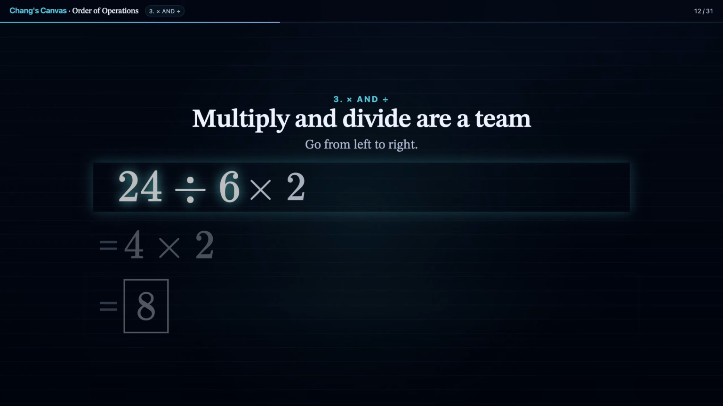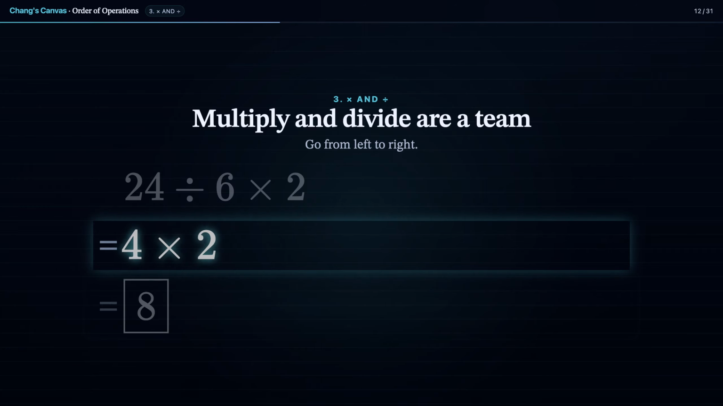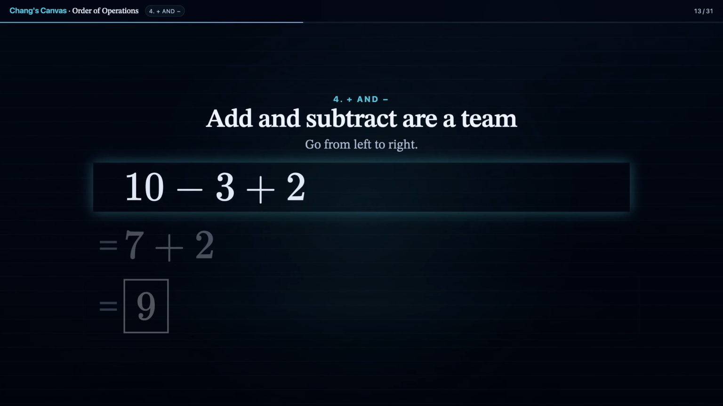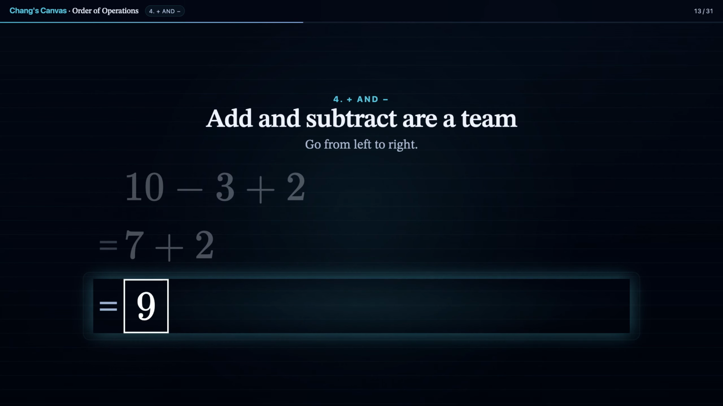Start on the left. 24 divided by 6 is 4. Then 4 times 2 is 8. Addition and subtraction are also on the same level. Start on the left. 10 minus 3 is 7. Then 7 plus 2 is 9.